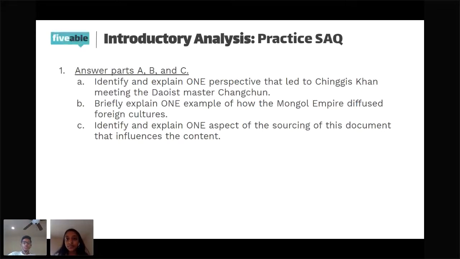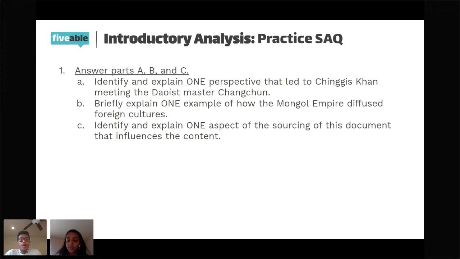All right, so is everybody good with that? Anybody want to add something for prompt A, or do you want to go ahead and analyze that? All right, so Mr. Dorto has a great answer here. One factor that led to Genghis Khan meeting Taoist master Changchun was the Mongolian desire to not promote their own religion, but to offer tolerance and acceptance to other religions. And that's exactly spot on.